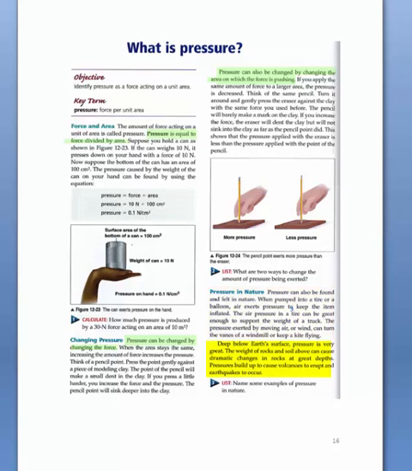Deep below Earth's surface, pressure is very great. The weight of rocks and soil above can cause dramatic changes in rocks at great depths. Pressures build up to cause volcanoes to erupt and earthquakes to occur. 3. List. Name some examples of pressure in nature.